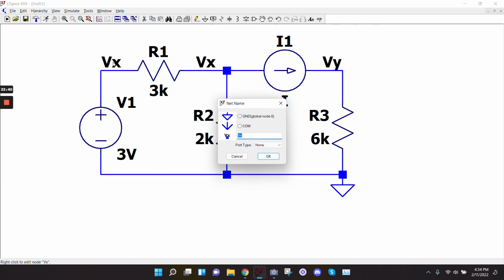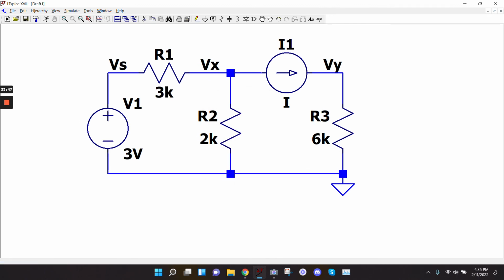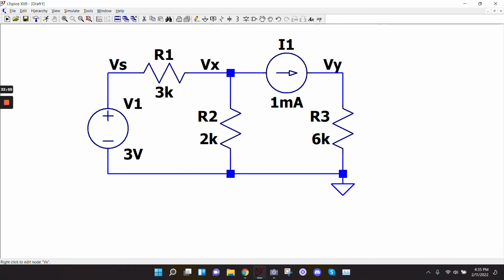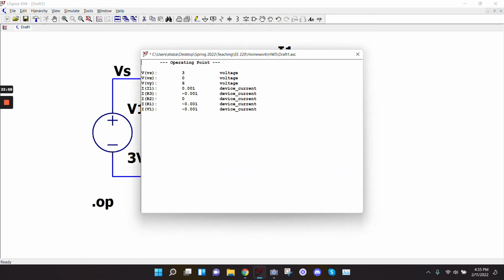And then, what did I call this? VS. That's obviously going to be 3 volts. So let's run it. If VX is 0 and then the current through R2 is 0, then I solved it properly, but I need to put 1 milliamp here. But that would be hilarious. DC op. And sure enough, VX is 0. The current through R2 is 0.